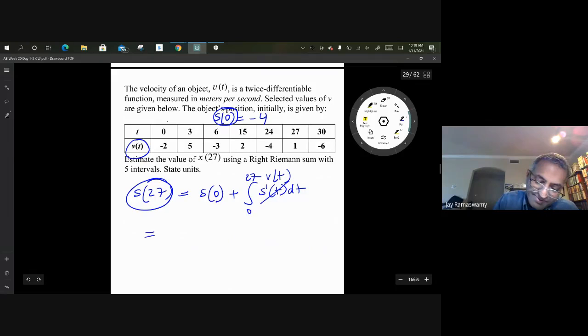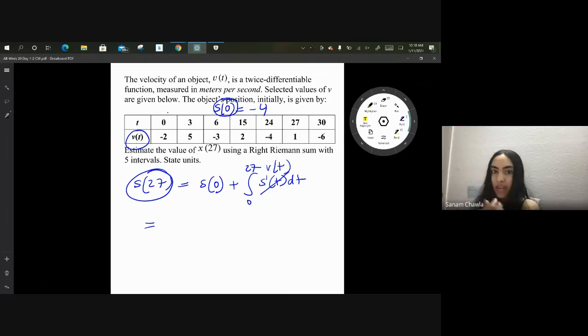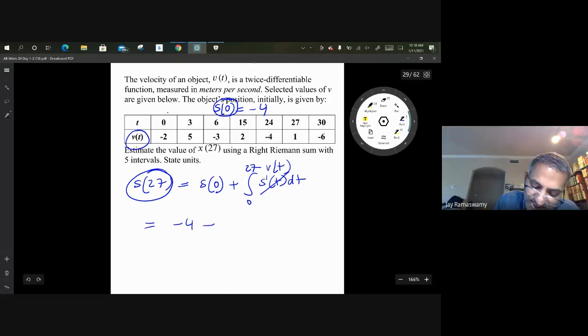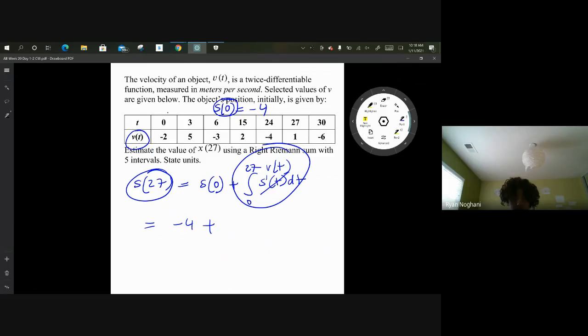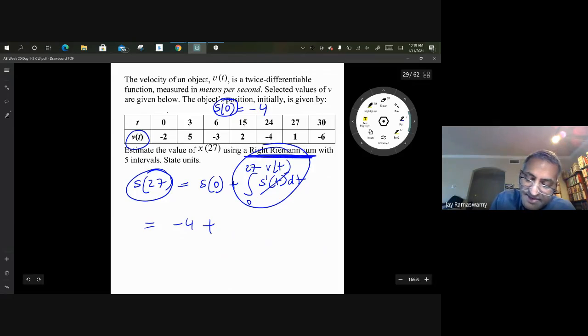Okay, let's substitute. What's s of 0 given to be? Negative 4. Plus, is that just the area under the curve for the velocity function? And we have the velocity function, correct? Yes. And we want a right Riemann sum from 0 to 27.